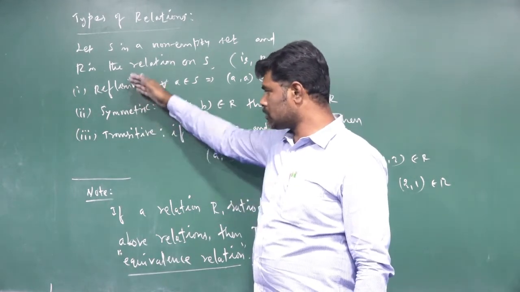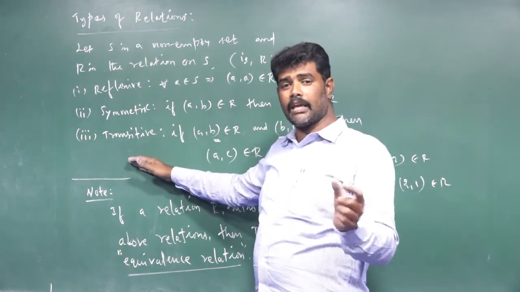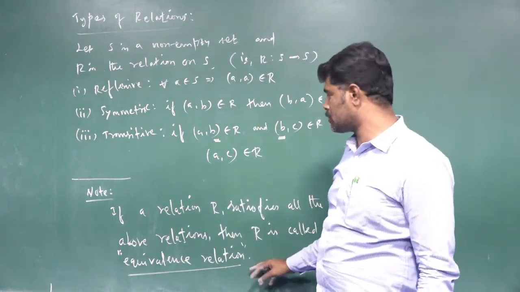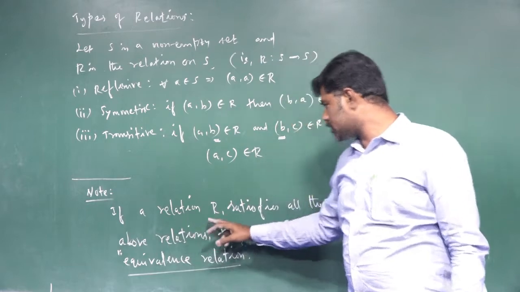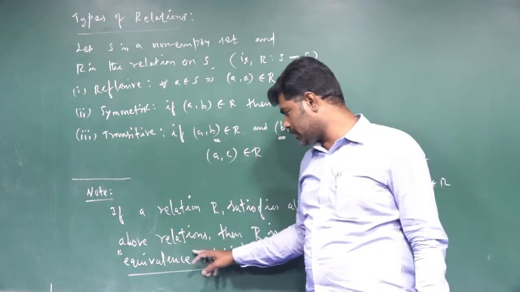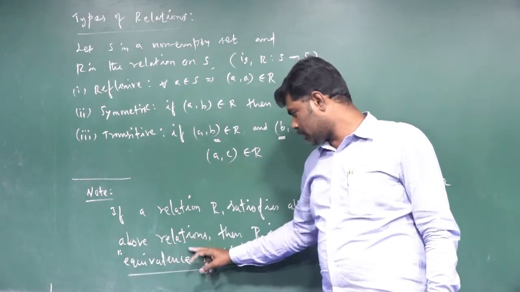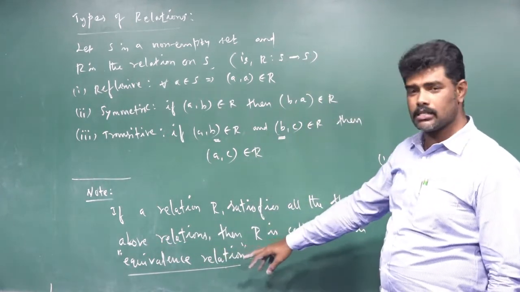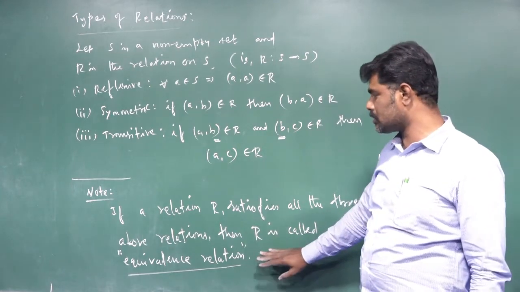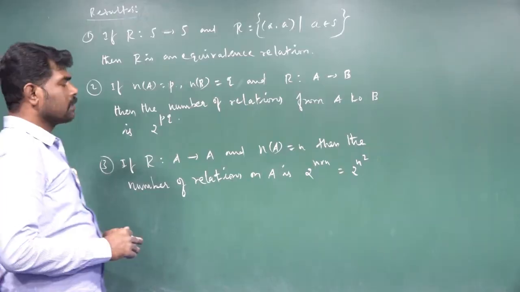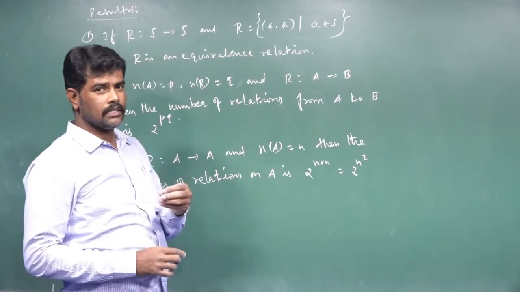If it satisfies all these three cases, then the relation is called an equivalence relation. See here, if a relation R satisfies all the three above properties, then R is called an equivalence relation. This is a necessary and sufficient condition for equivalence relation. All the three properties should be satisfied. We can discuss a few results in relation.